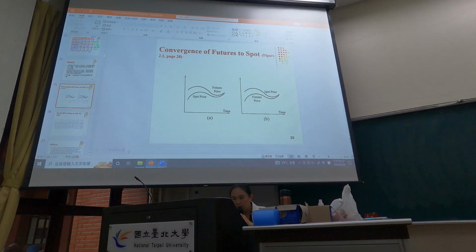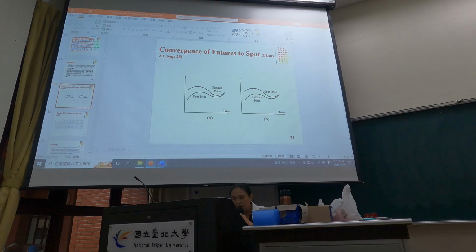Okay, but the process of convergence is under the normal market, especially for the financial derivatives, because it follows the pricing model here. The interest rate is always positive. So in that case, the process of convergence for the financial derivatives will follow, remember that term, contango market, okay? So that means F0 is higher than S0, right?